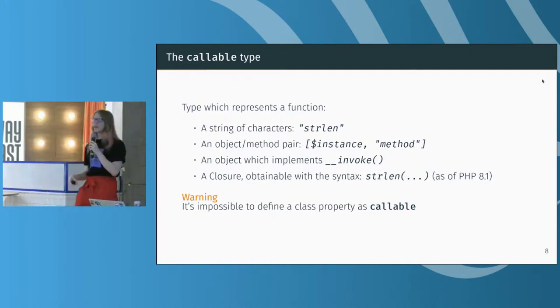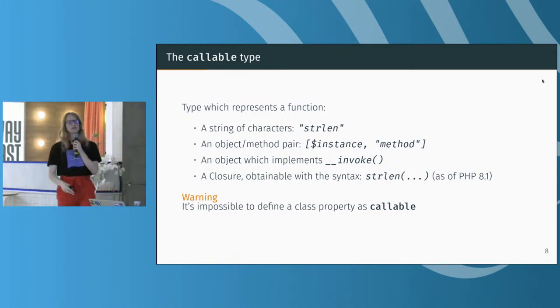I would recommend that if you are on 8.1 and you want to get a closure, use this syntax, because it helps static analysis. Telling a string that this is a callable is hard to analyze because you would need to look at the content of the string and everything. Whereas with a closure, it's immediately obvious that this is something you want to call.